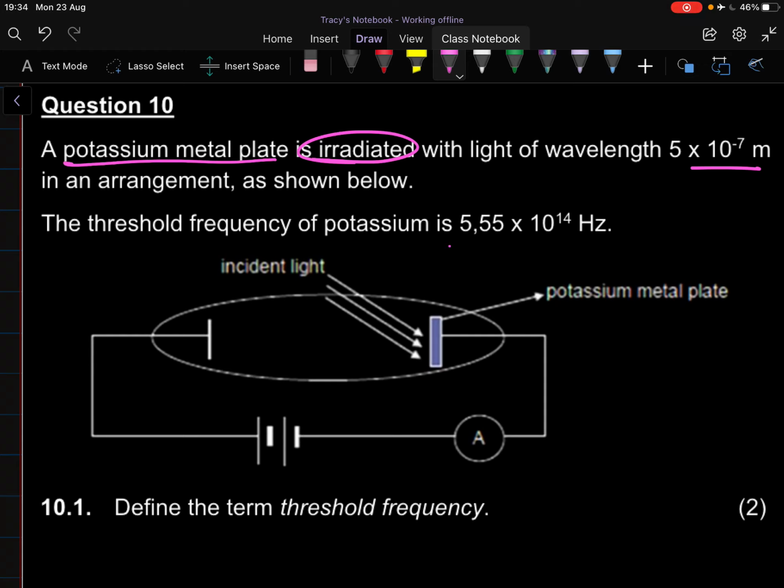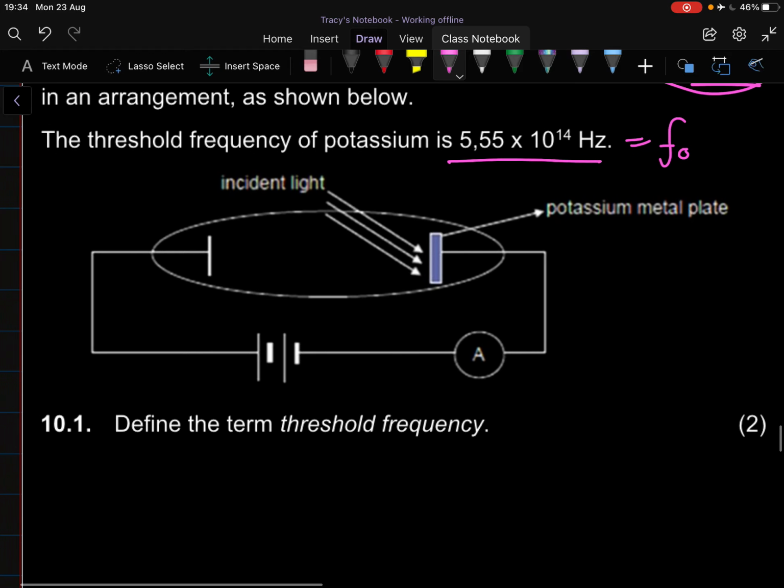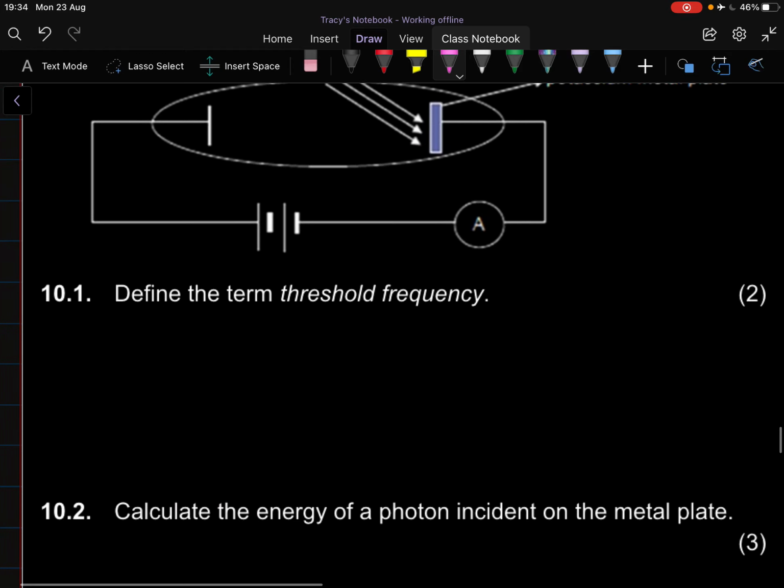The threshold frequency is 5,55 times 10 to the 14, so that's f0. They're not telling you that's the threshold frequency, okay? The first thing they ask you to do is define threshold frequency. Now, if you've been working through the worksheets, you realize that we've asked for work function lots. This is also another one of the important definitions. So, what is the threshold frequency?